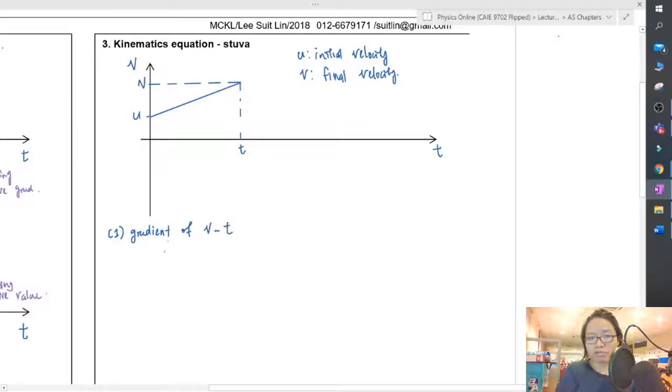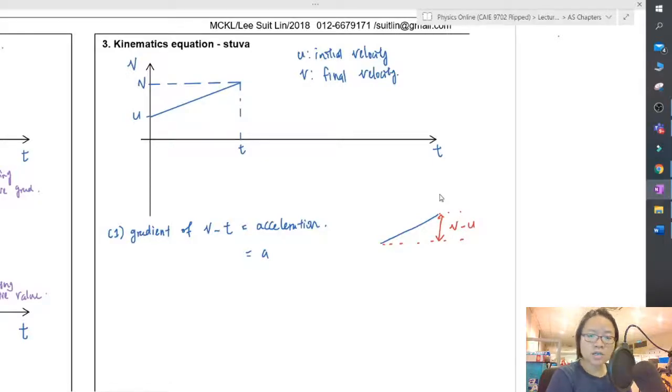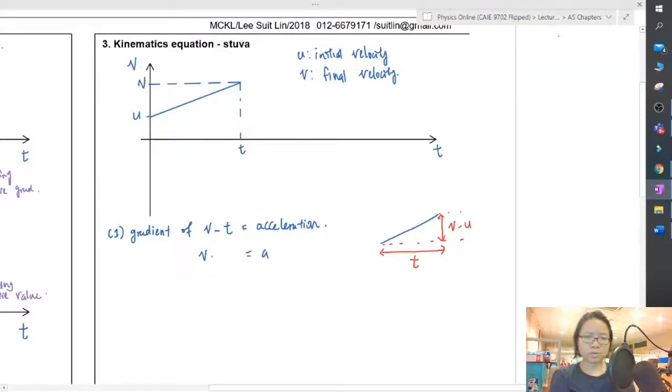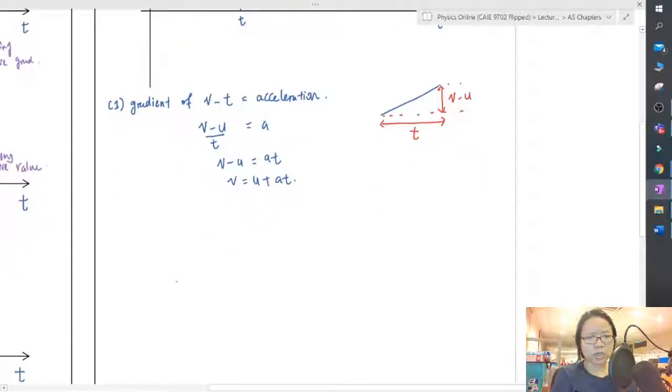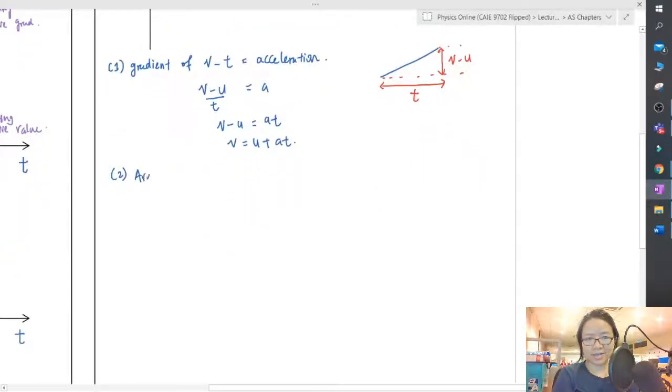So the gradient of your VT graph, once again, would be the acceleration, because now your velocity is changing. So we'll take the change in velocity divided by time, just to help those who are struggling with the idea of gradient. I drew the line out. So the height of the triangle is v minus u, and the base of the triangle is t. So we will take v minus u over t. Physics people, we don't like negative signs. We don't like fractions. So we rearrange, and then we get this equation: v is equal to u plus at.